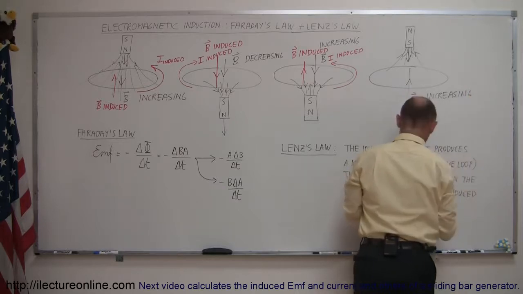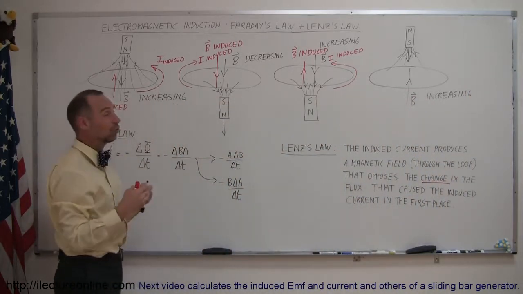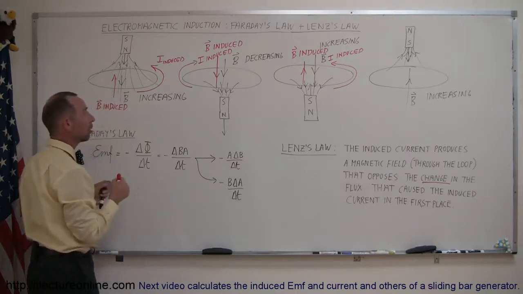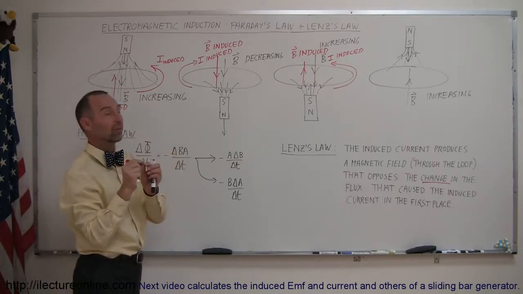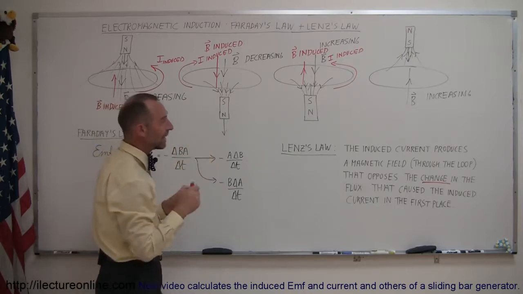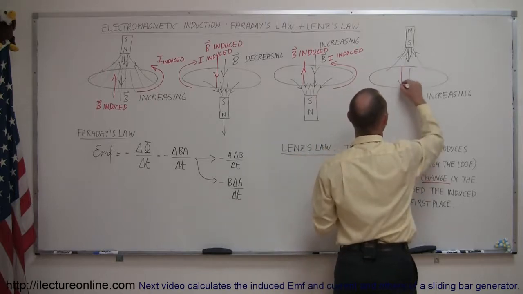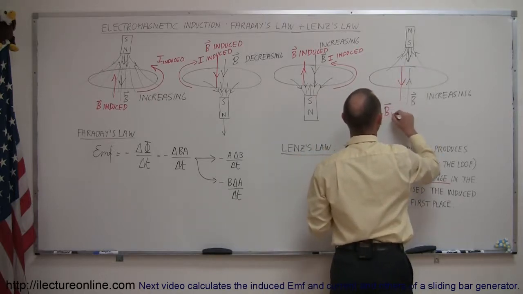So the induced EMF caused by the change in the flux through the loop will cause an induced current, which sets up its own magnetic field, which opposes the change, or opposes, in this case, the increase. So how do you oppose an increase? By going in the opposite direction. So this will be B induced.